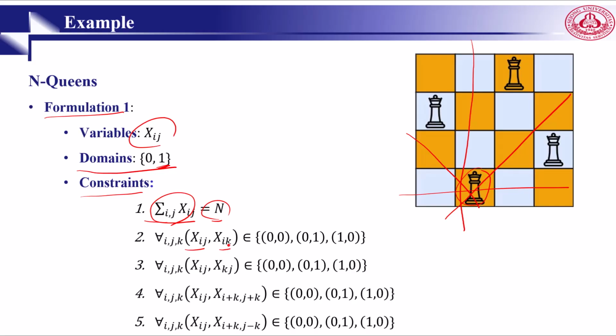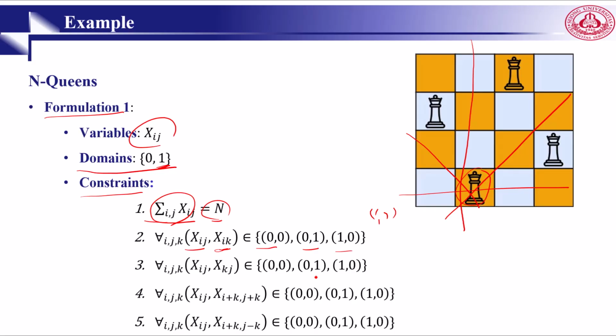Xik, it means another queen in the same row but in a different column, right? K is different. So these two variables can be in 4 conditions, like 0,0, 0,1, 1,0, and 1,1. But the last one is not possible. 1 and 1 is not possible because they kill each other.